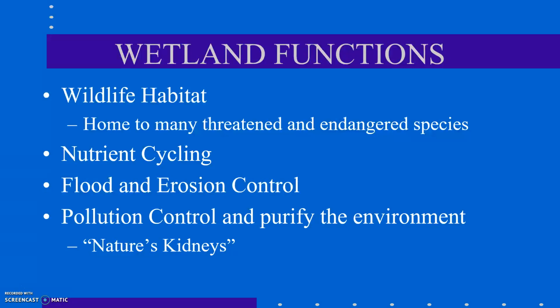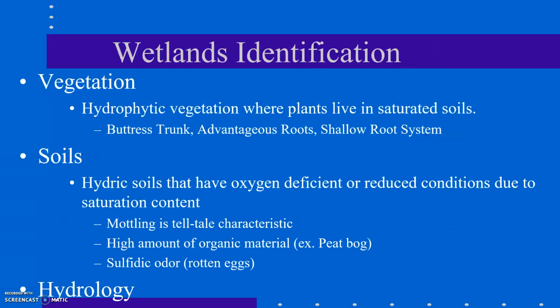So, wetlands can be really important in terms of species diversity and providing good habitat for species that are threatened or endangered. As I mentioned earlier, I consider wetlands nature's kidneys because they improve water quality by filtering waste as well. And then they help reduce flooding and they control erosion too.